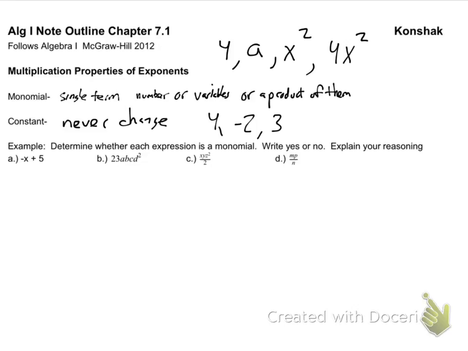So the question is A, B, C, and D. Those do look a little bit small on the screen. I can enlarge it, but I'm going to lose some of the stuff we have.